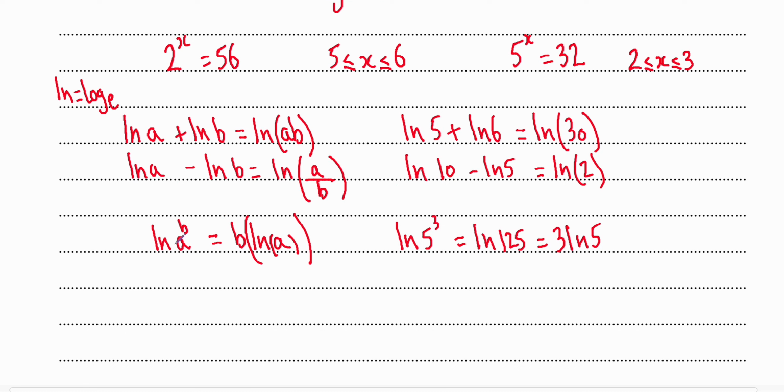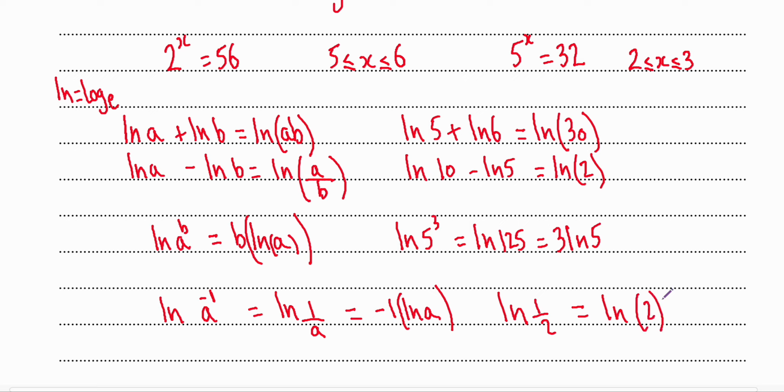Now an interesting one. Similarly, let's say you had ln of a to the power minus 1, right? b is just minus 1 in this case. Well, that is equal to ln of 1 over a, right? But then a to the power minus 1 is the same as minus 1 times the ln of a. So that means ln of 1 over a is equal to negative ln of a. So ln of a half is equal to ln of 2 to the power minus 1, which is equal to negative ln 2. Again, put these in your calculator and you will see these are all correct.